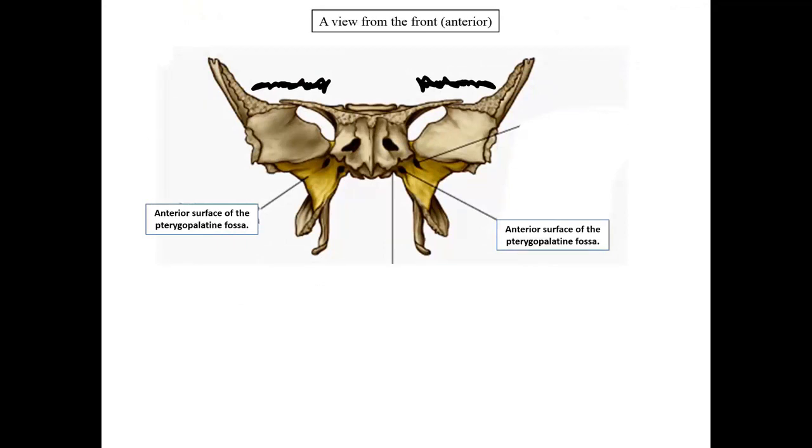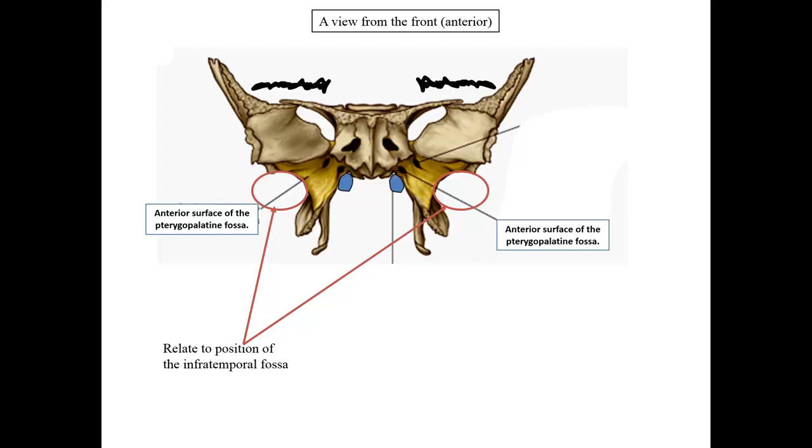I want to put this in perspective for you first by taking the sphenoid bone. This is an anterior view, and the yellow shaded area is the anterior surface of the pterygopalatine fossa. These red circles relate to the position of the infratemporal fossa. You've already looked at this to find the pterygoid muscles and the maxillary artery and its branches, as well as numerous nerves. These blue circles relate to the position of the sphenopalatine foramen as we get closer to the center of the face.